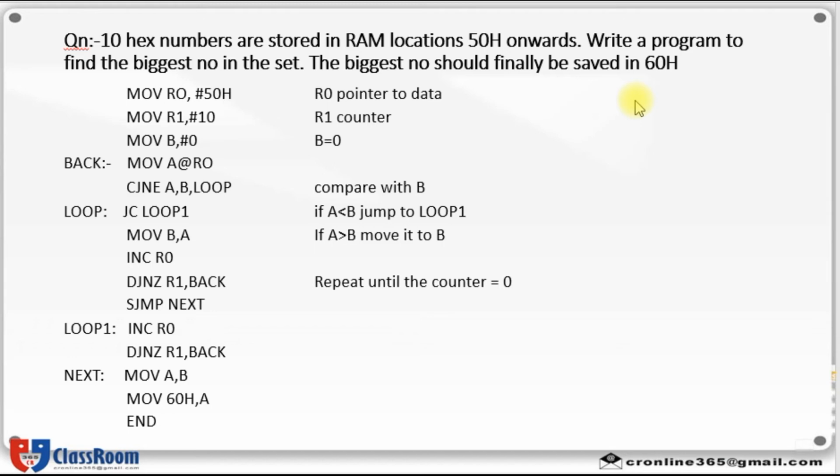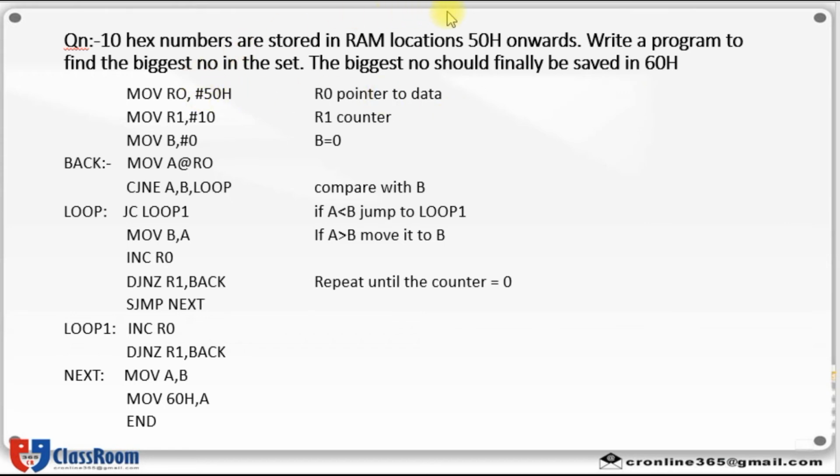Here I am taking 1, 2, 3, 4, 5, 3, 2, 6, 7, 8. My biggest number is 8. You have to find this biggest number and save it. Finally, this biggest number 8 should be saved in 60H address location.